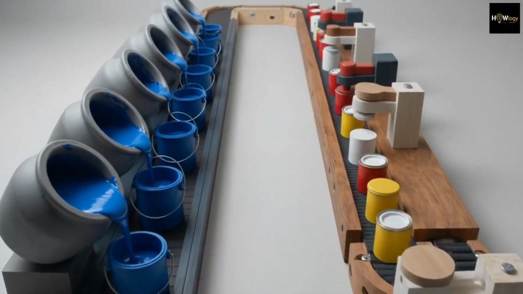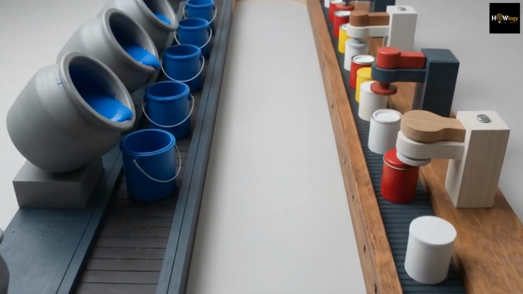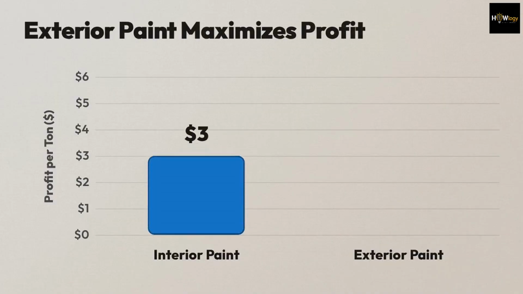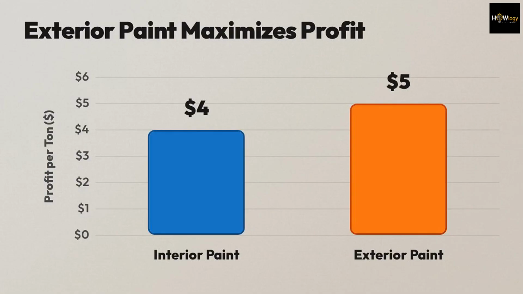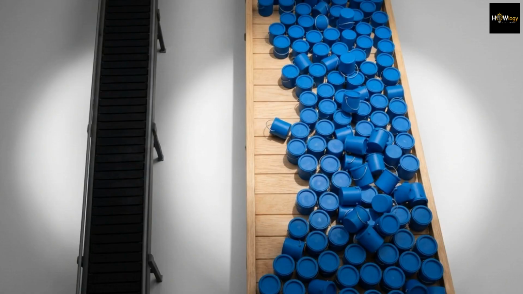Imagine you're running a factory that produces two main products, exterior industrial paint and standard interior paint. When you look at the financials, you notice an immediate discrepancy. Your exterior paint yields a significantly higher profit per ton than the interior blend. Basic intuition suggests a simple strategy to maximize revenue. Stop making the interior paint and run the assembly line entirely on the high-margin exterior product.